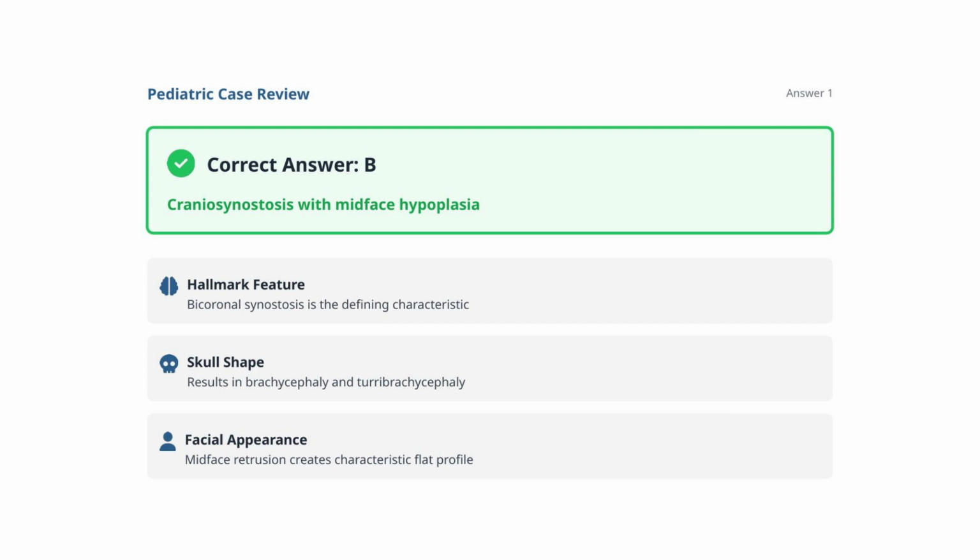Apert syndrome features premature fusion of coronal sutures bilaterally, creating a characteristic tall, broad skull. The mid-face underdevelopment gives the typical flat facial profile. This combination distinguishes Apert from other craniosynostosis syndromes. Early recognition is crucial for surgical planning.